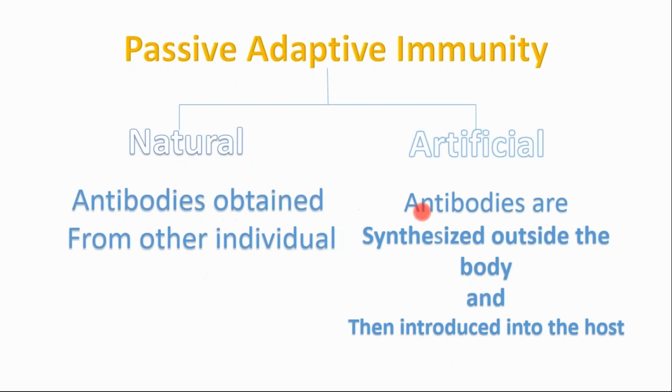And if we have synthesized those antibodies in the lab and then we introduce them in the host, that comes under artificial. The name itself suggests. Natural, which comes from another individual. Artificial, which are synthesized outside the body. This is all about innate and adaptive immunity.